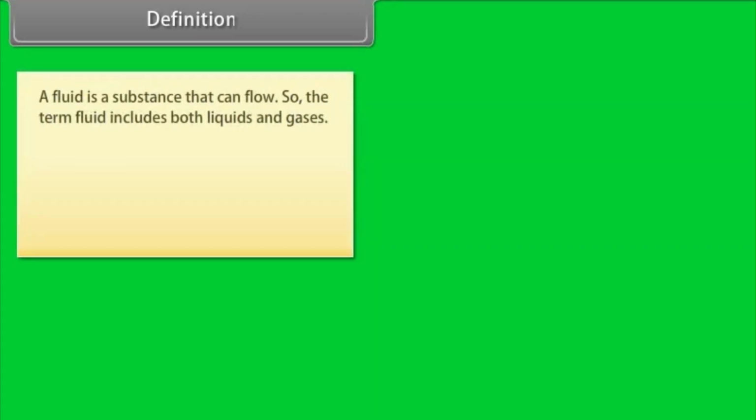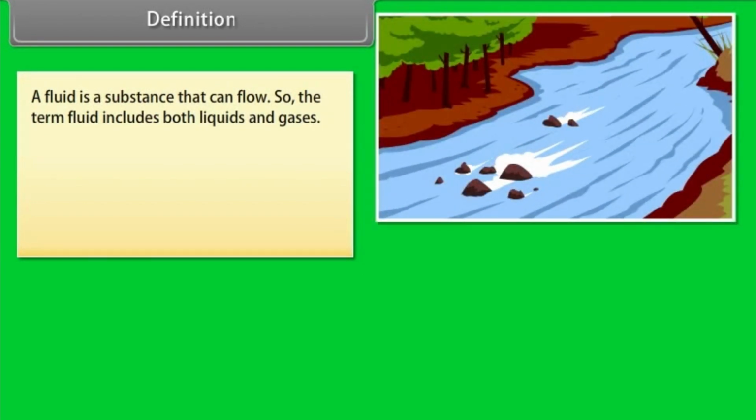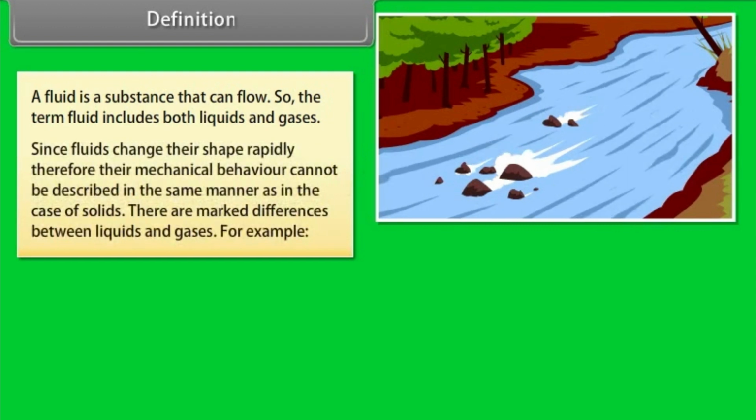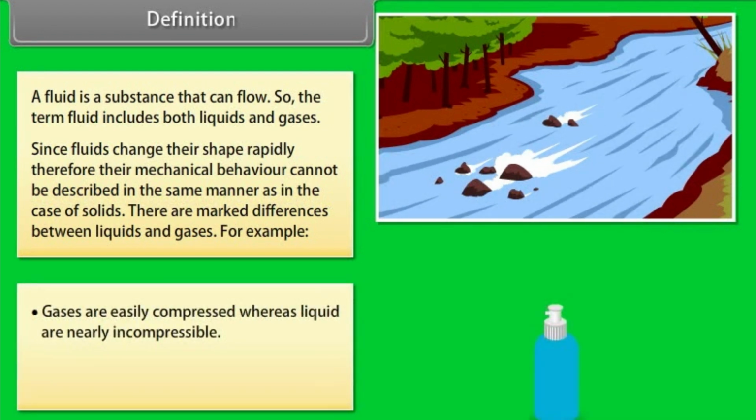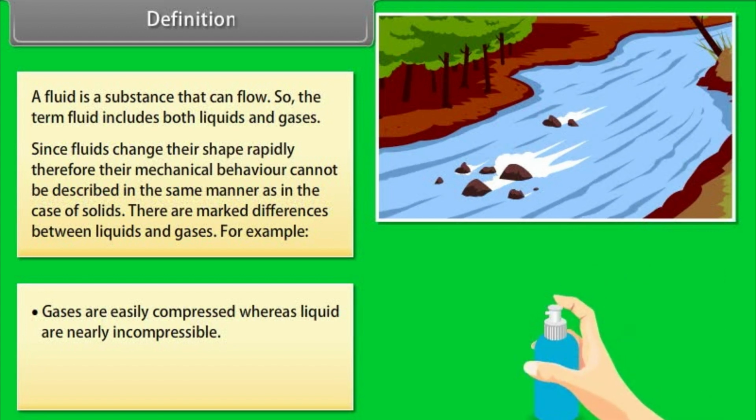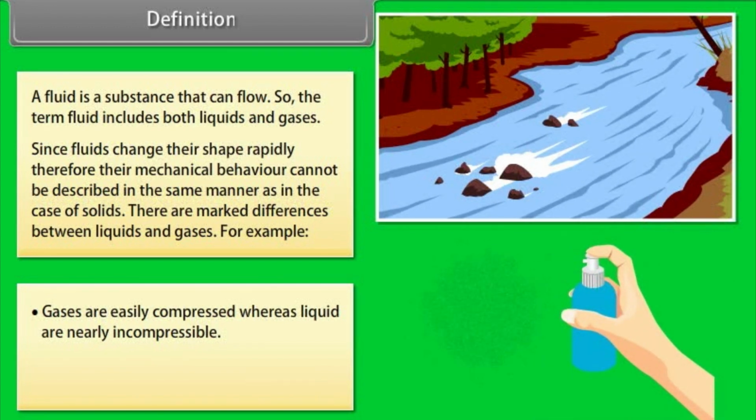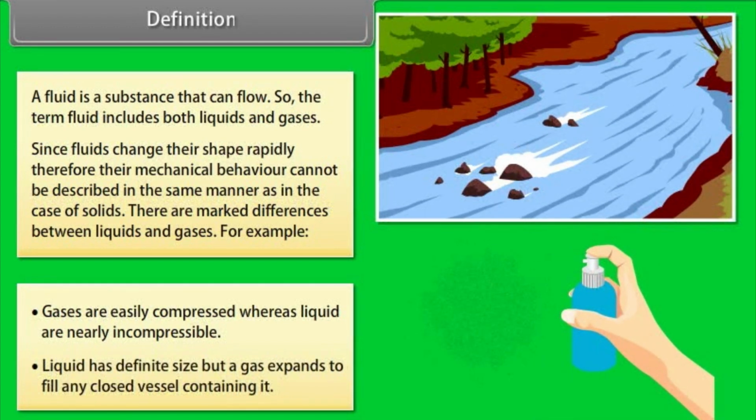Definition. A fluid is a substance that can flow. So, the term fluid includes both liquids and gases. Since fluids change their shape rapidly, their mechanical behavior cannot be described in the same manner as in the case of solids. There are marked differences between liquids and gases. For example, gases are easily compressed, whereas liquids are nearly incompressible. Liquid has a definite size, but a gas expands to fill any closed vessel containing it.